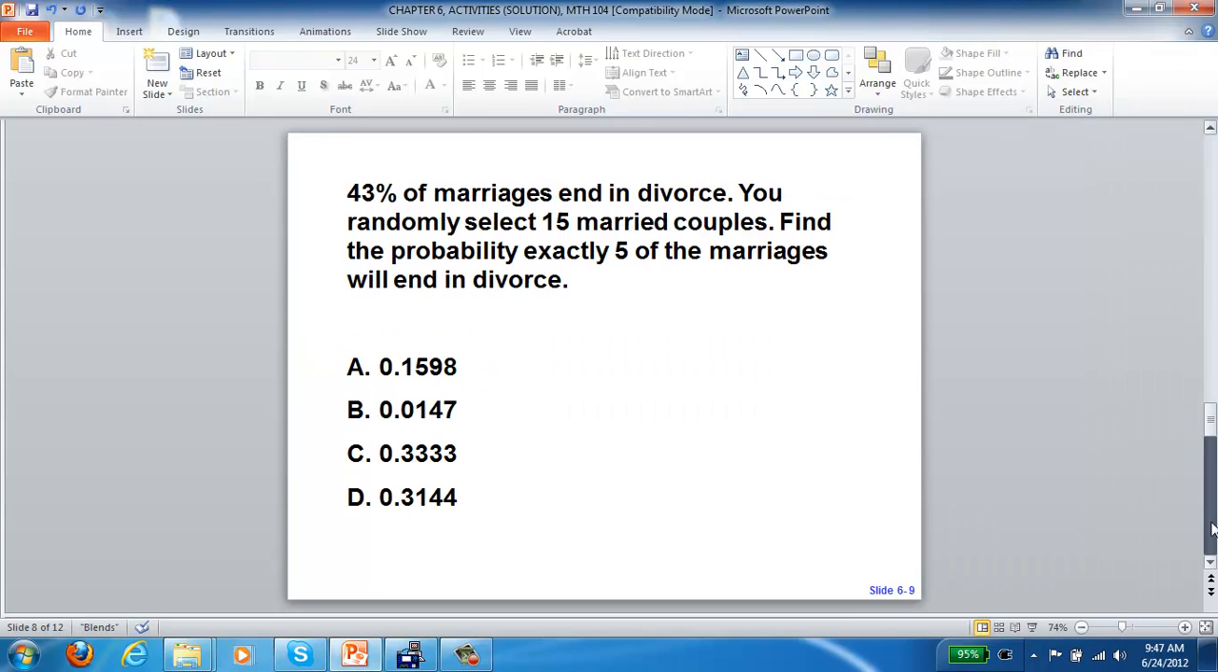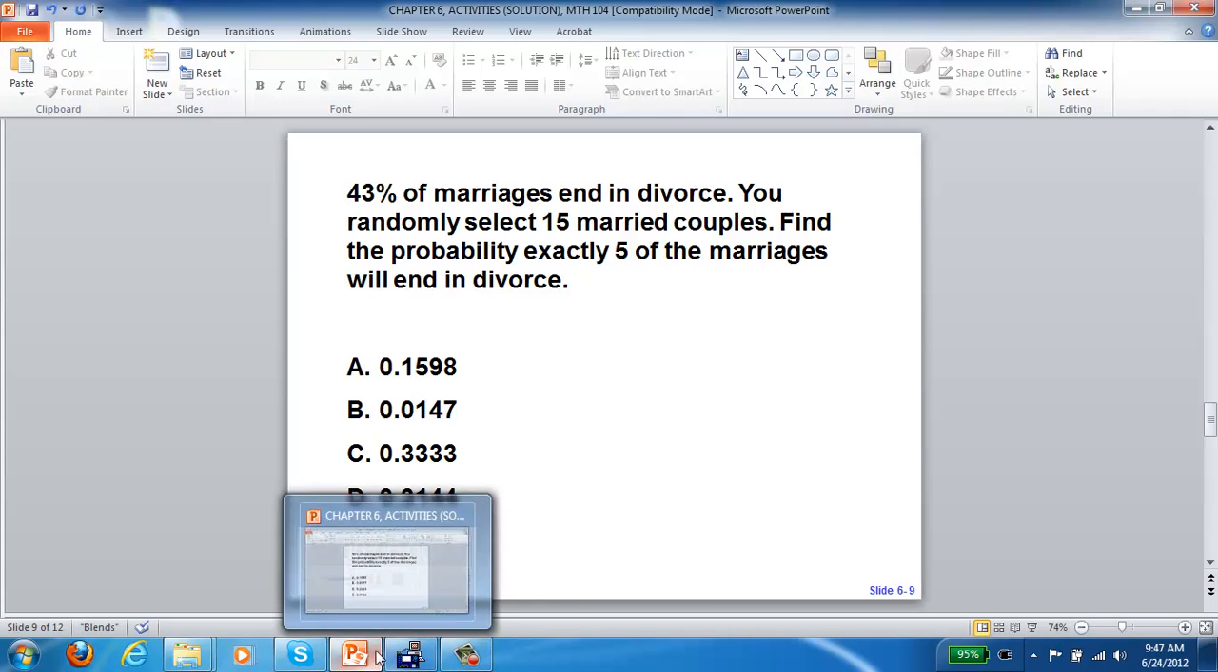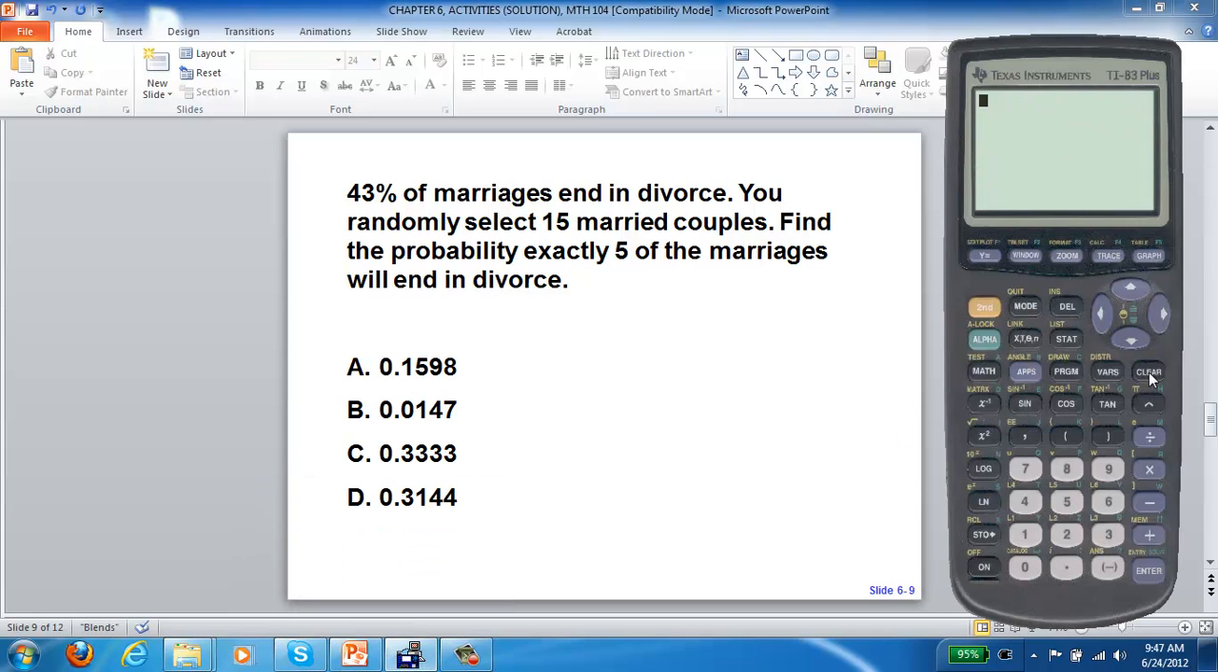For the next one, this is a binomial distribution, so we can use the graphing calculator. The probability is 0.43, then the sample size is 15, and you look for the probability x to be equal to 5. So we can use again the graphing calculator. We have to go to second, variables, and then you go to 0. If you have TI-84, you have to go to letter A, the next one. If you have TI-83, binomial PDF.